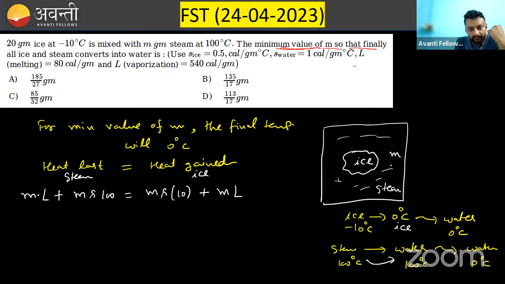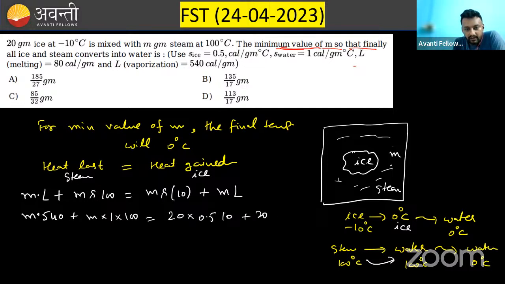This is for ice. Now mass of the steam is m. Latent heat of vaporization is 540 plus m, and specific heat of water is 1, into 100, is equal to mass of ice, which is 20 gram. Specific heat of ice is given as 0.5, into 10, plus 20 into latent heat of melting, which is given as 80. Now you need to solve this equation.